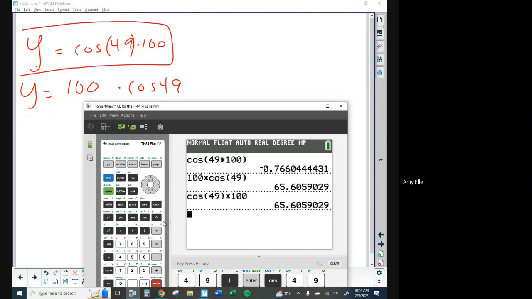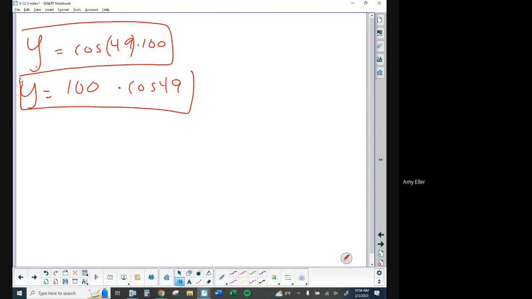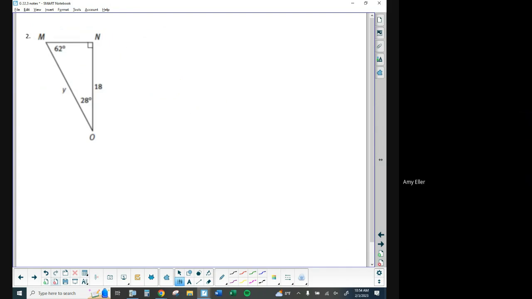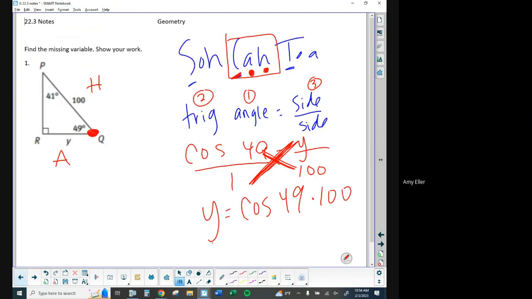Okay? I want you guys to know that you may type this either way you want, but more people make mistakes when they do it this way. Everybody good with that? I suggest you put the number first and then the cosine number second. All right. You guys put it in your calculator. Make sure you get the same thing I got. Type in either order you want, but I would do 100 times cosine 49. 65.61.